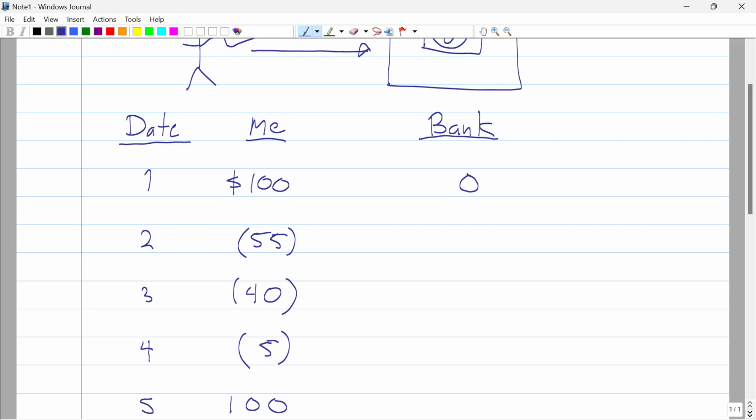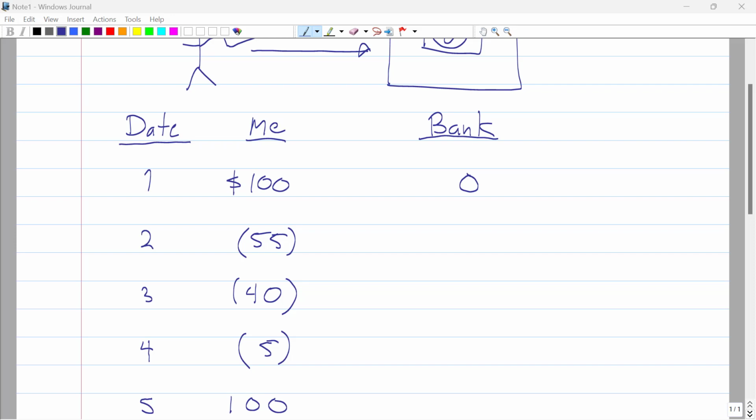On day 3, the check that I issued for my books, let's say that clears. The bookstore takes that check right to the bank. It's the same bank. So they record the negative 55. On day 4, they record the negative 40. And guys, at this point, I am overdrawn. I have issued more checks. I've spent more with my checks than I had in the bank. So I am now overdrawn.